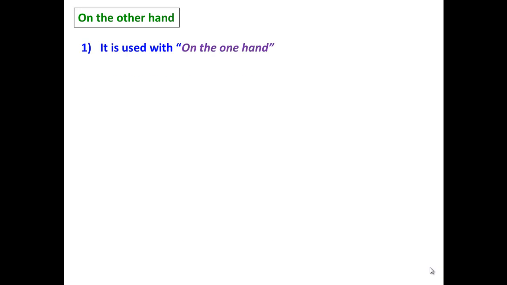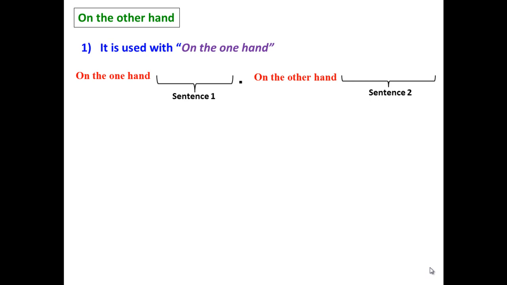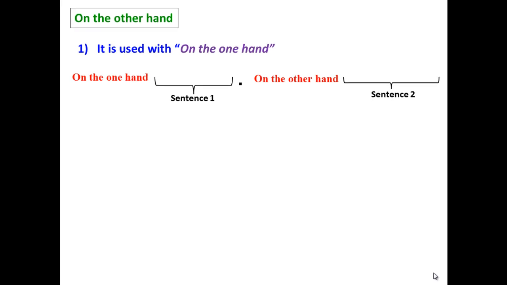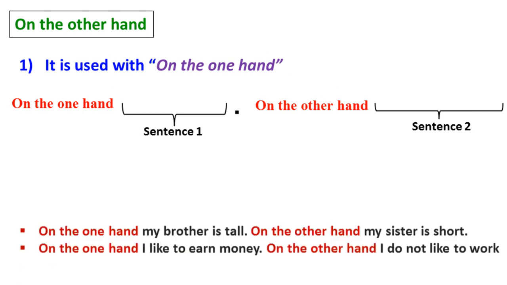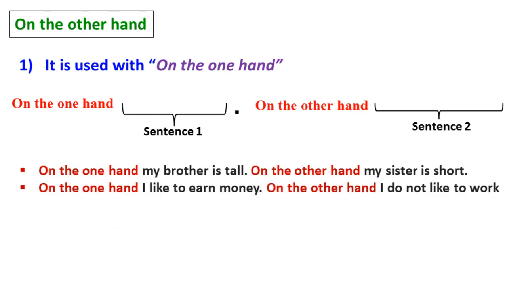The next phrase of contrast is on the other hand. We can use it with on the one hand. On the one hand introduces the first sentence, and we put a full stop to mark the end of the first sentence, and on the other hand introduces the second sentence. Let us see some examples. Example 1. On the one hand, my brother is tall. On the other hand, my sister is short.